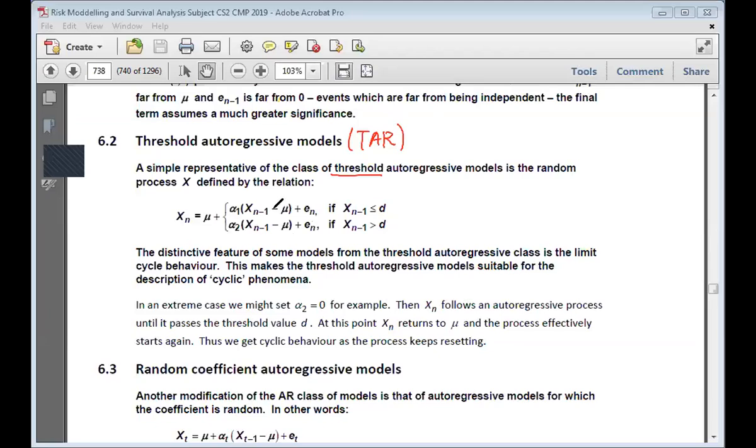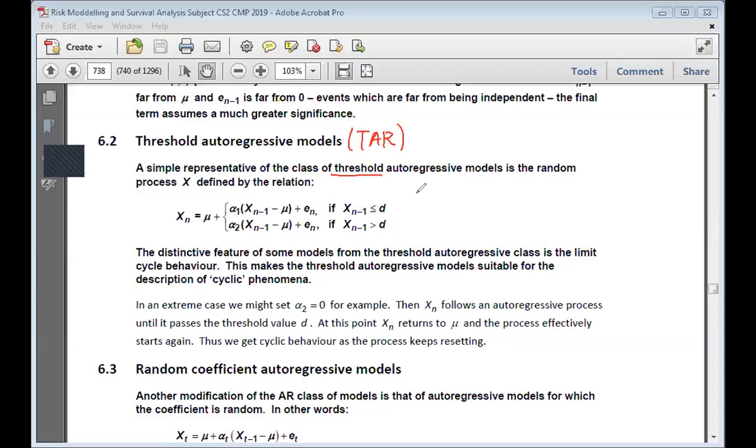You can have an AR1 model here and you can have an AR2 or 3 model here. So it depends on what kind of process you are looking at. And again, just to provide you with an example of where this model is used.